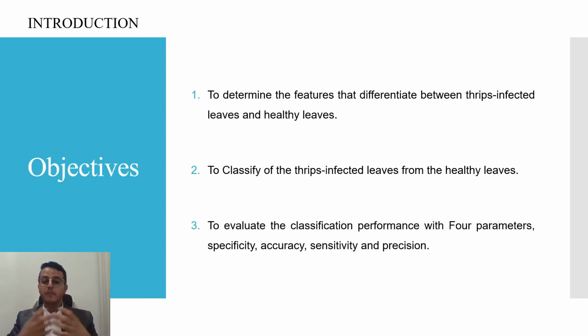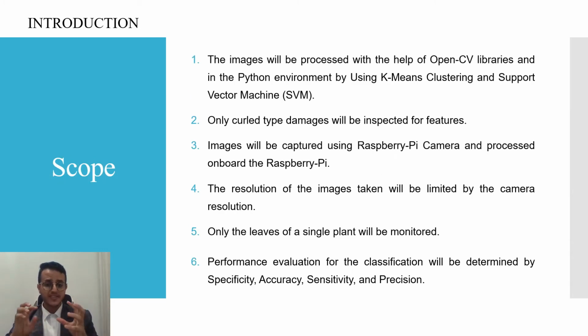The objectives of my project are to determine the features that differentiate between thrips infected leaves and healthy leaves, to classify between them, and to evaluate the classification performance by these parameters. The scope of this research focused on several points related to classifying thrips infected chili leaves by using k-means segmentation and support vector machine through OpenCV libraries and Python language. Also, the image will be captured by a Raspberry Pi camera.